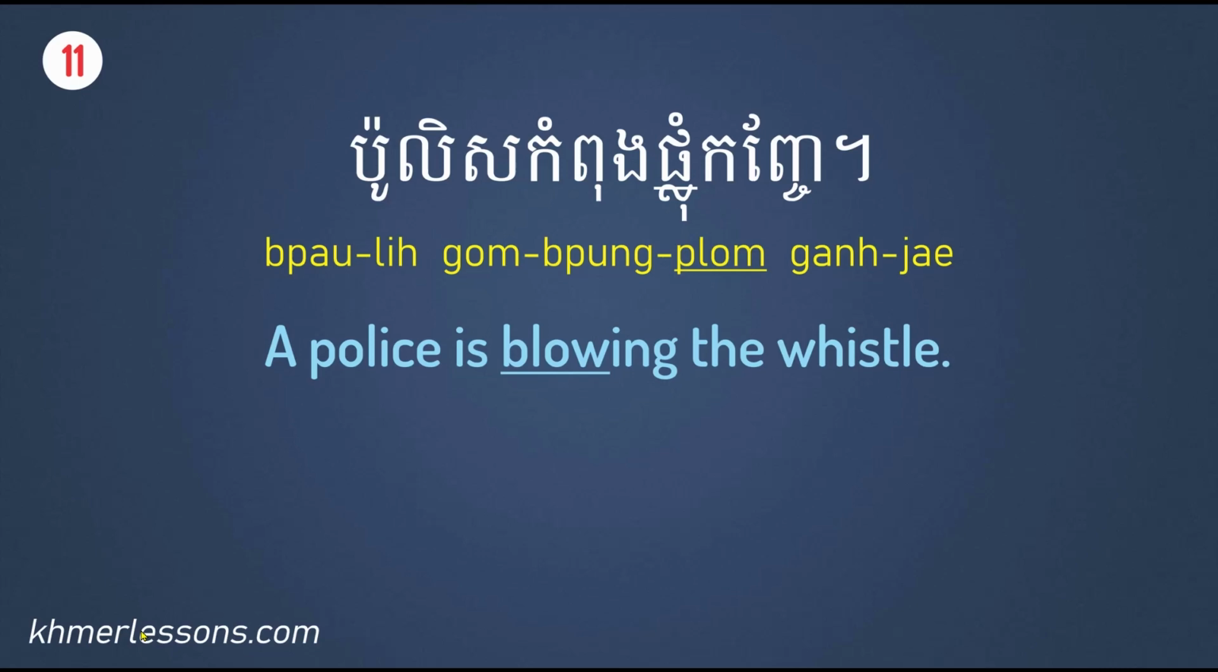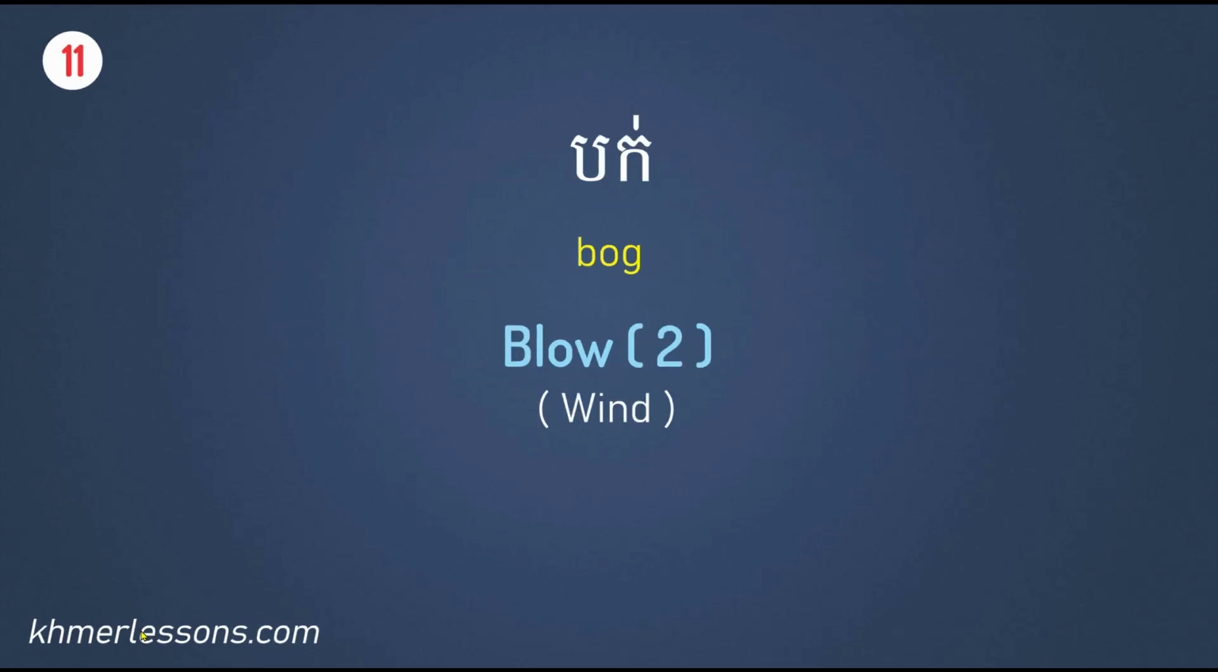Police កំពុងផ្លុំកញ្ចែ. The word police in Khmer we say police as well. And កំពុង you know already, it means -ing, or present progressive, when you are doing something. And កញ្ចែ is the word whistle. So in this sentence, a police is using his mouth to blow the whistle.